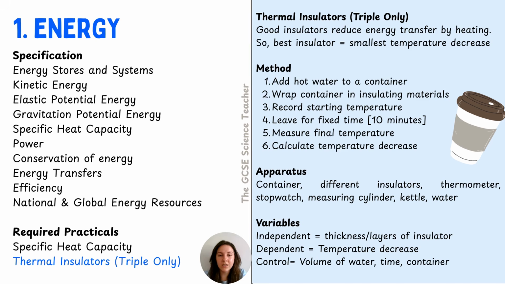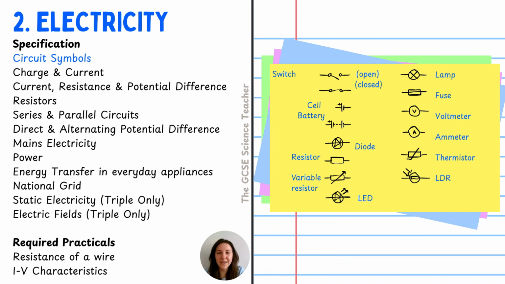The apparatus you need is a container, different insulators, a thermometer, a stopwatch, a measuring cylinder, kettle, and water. The independent variable is the thickness or layers of the insulator or the type of insulator you use. The dependent variable is the temperature decrease, and the control variable is the container and the set time and the volume of water used. Next topic, electricity.